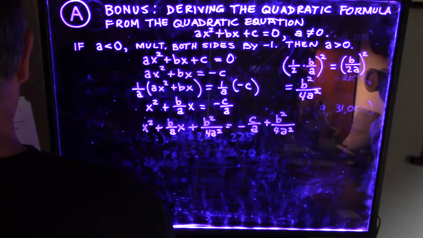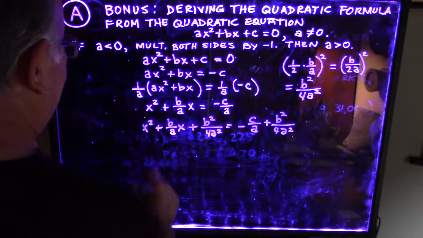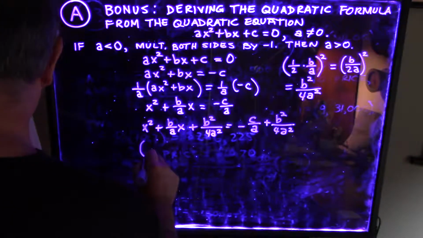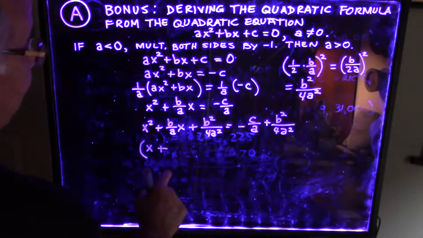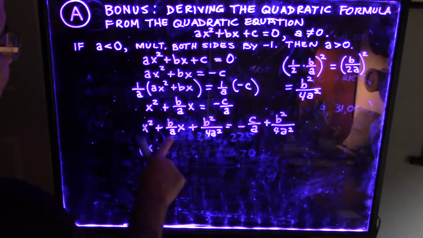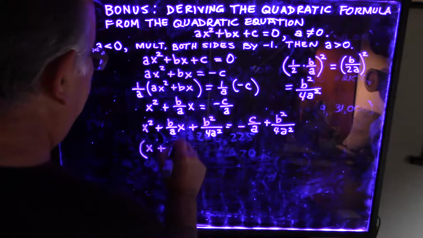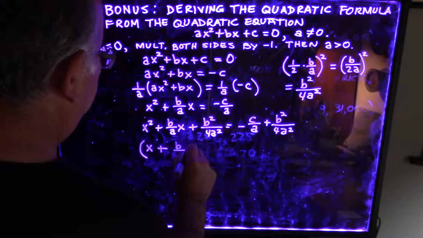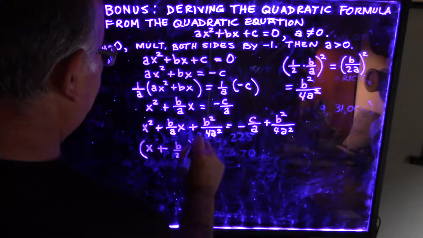So this on the left is our perfect square trinomial, and that equals x plus, now the second entry you would put here would be either half of that, that's 1/2 times b over a, which is b over 2a, or the square root of that, that's again b over 2a. And that's squared.